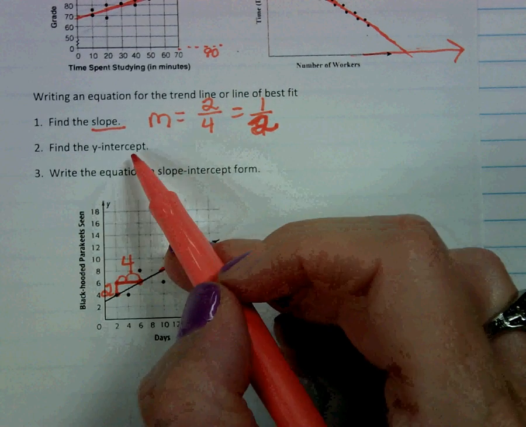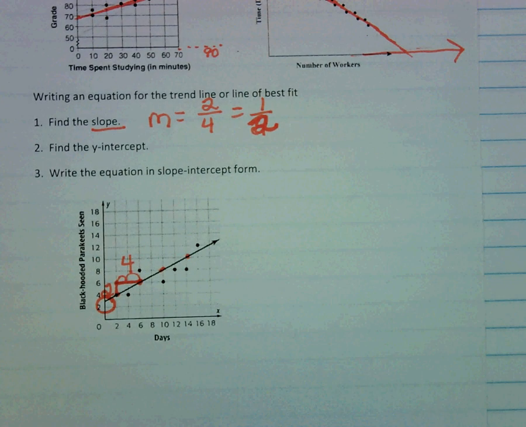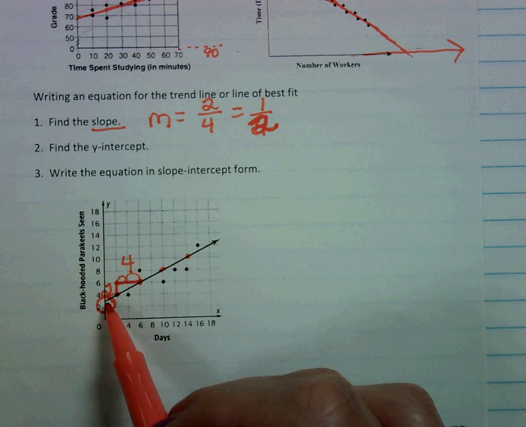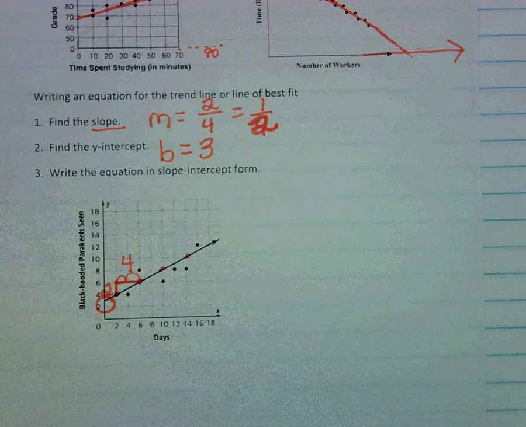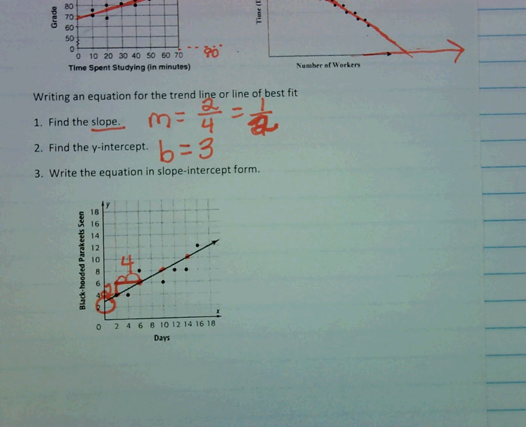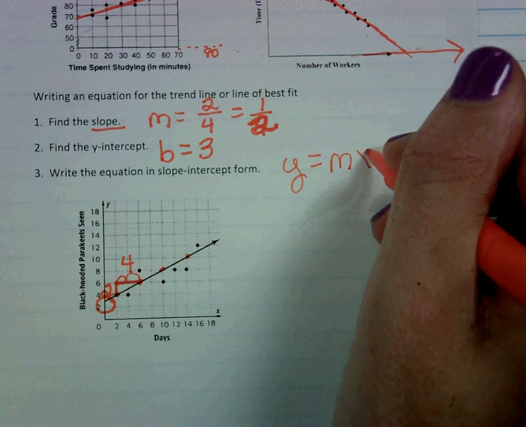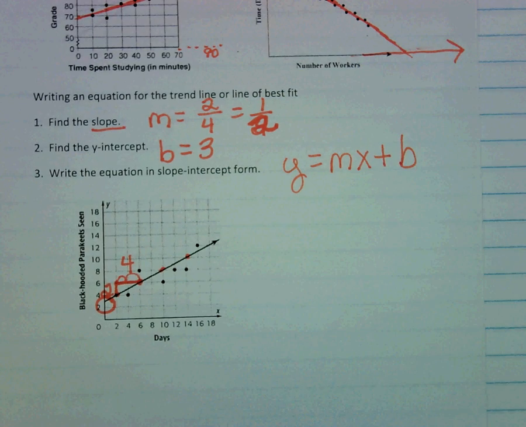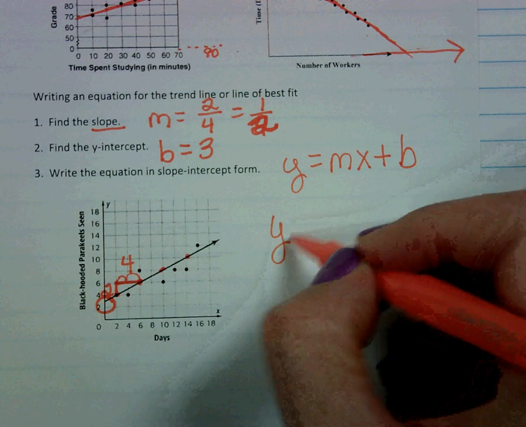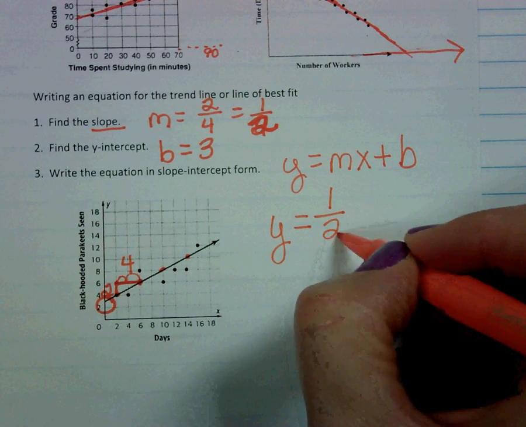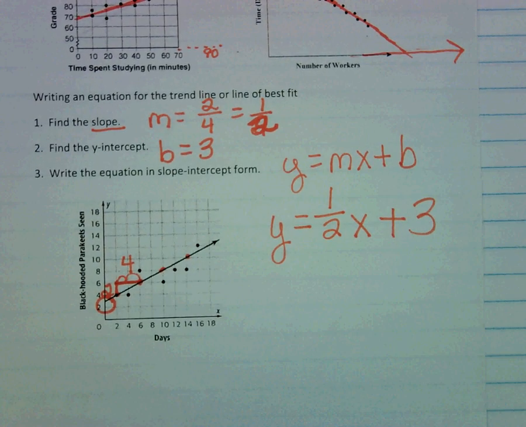The next thing we need to find is our y-intercept. Remember, the y-intercept is where the graph crosses the y-axis. We're going to estimate this. We're going to assume that it is pointing to about 3. Remember, we use the letter b to represent a y-intercept. Then we need to write our equation in slope-intercept form. Remember, slope-intercept form is y equals mx plus b. All I have to do now is fill in my slope and my y-intercept. So it would be y equals 1/2 x plus 3. Okay?